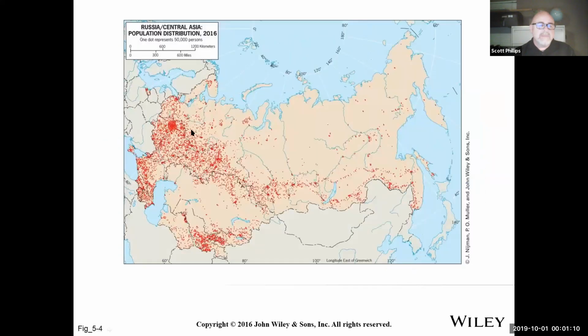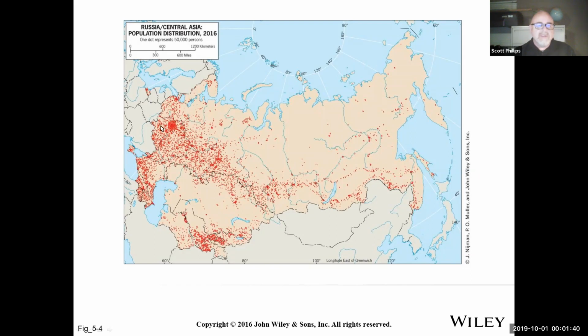Going back a couple of steps, most of that population, however, is concentrated on the European side. So the Ural Mountains are roughly around here. Most of the population represented by the dots are in this area here in Western Russia, on the European side of the Ural Mountains, or west of the Ural Mountains. A little bit of concentration in Central Asian places, but most of the population resides here.